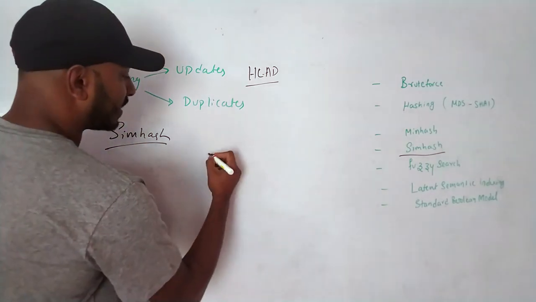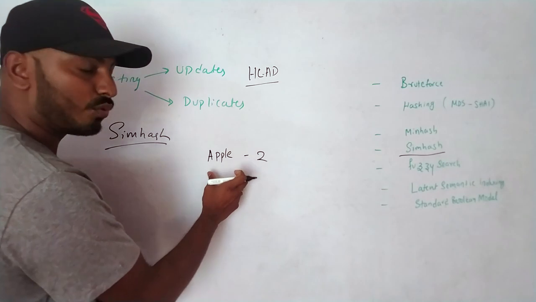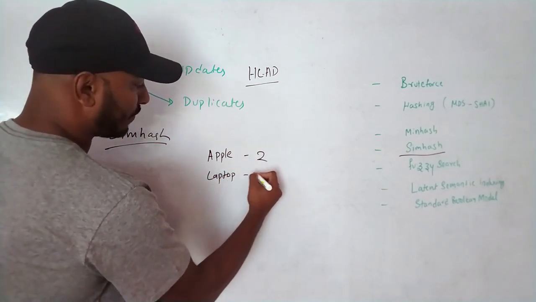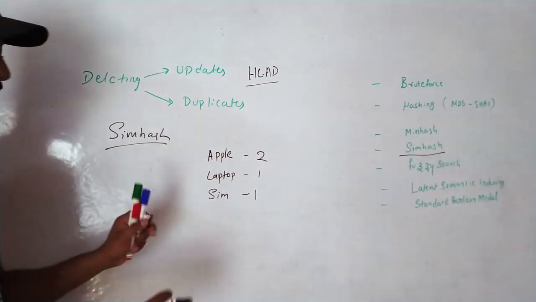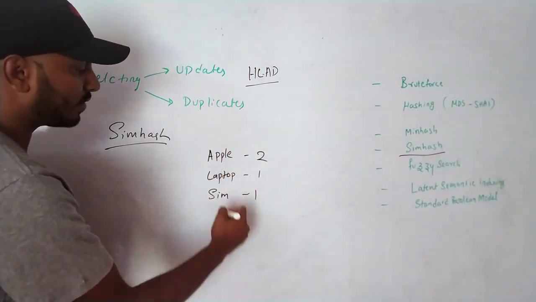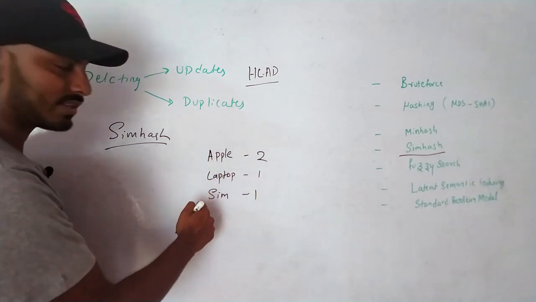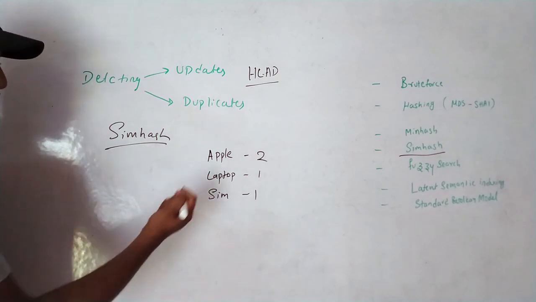Say, for example, in our content we have the words Apple, two times, one word with laptop, and one word with SIM. So let's take a very simple example. In our article, we only have four words: two times Apple, one time laptop, and one time SIM. What we need to do is calculate a binary hash for this.